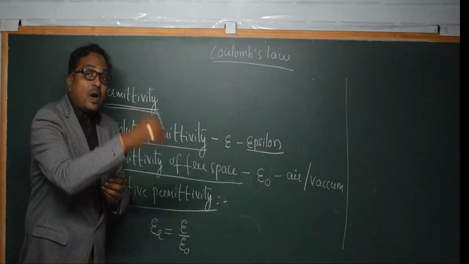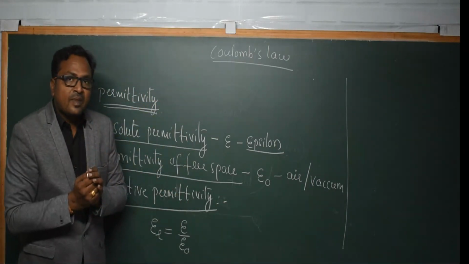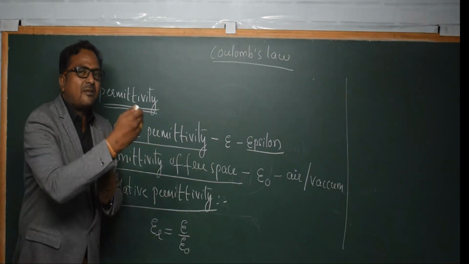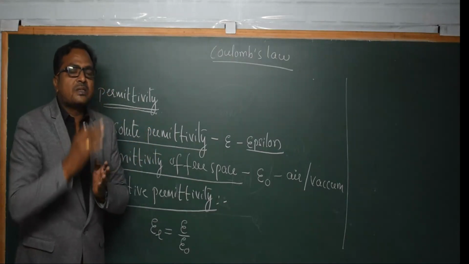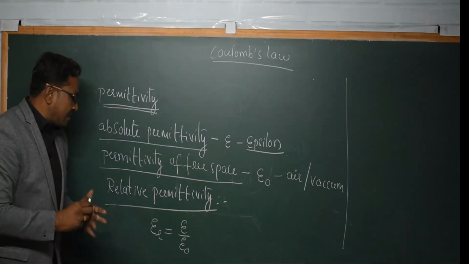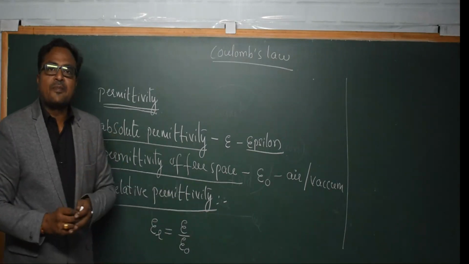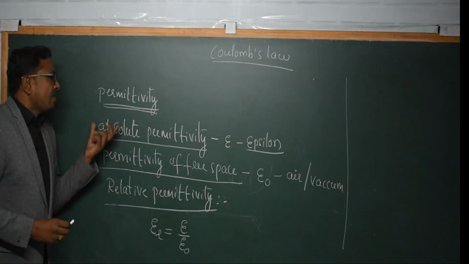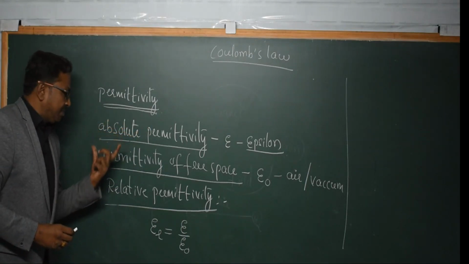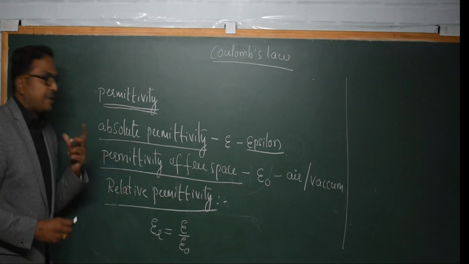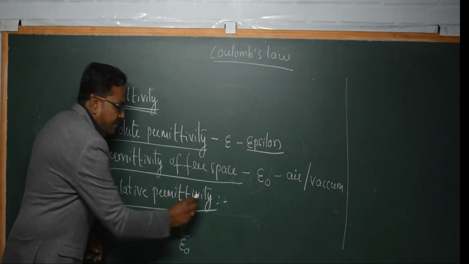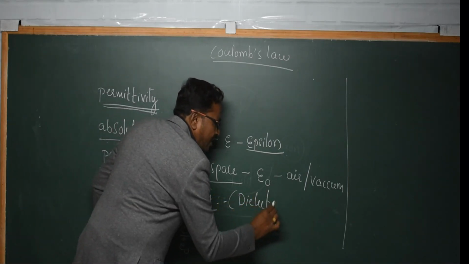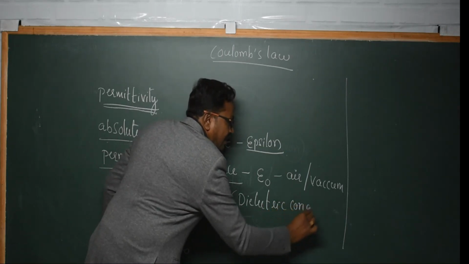For example, if water is placed, how many times is it decreased? If I have placed glass, how many times is it decreased? If I have placed wax between the two charges, how much will the field be decreased? That we have to tell as the relative permittivity. Is it clear? So here the three important terminologies we are using are absolute permittivity, permittivity of free space, and relative permittivity. And this relative permittivity is also called the dielectric constant.